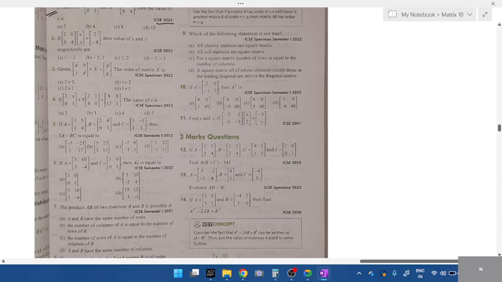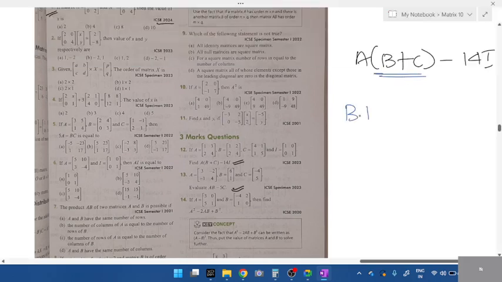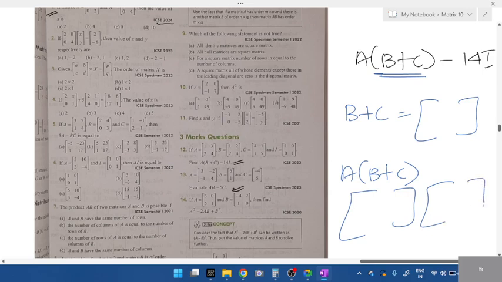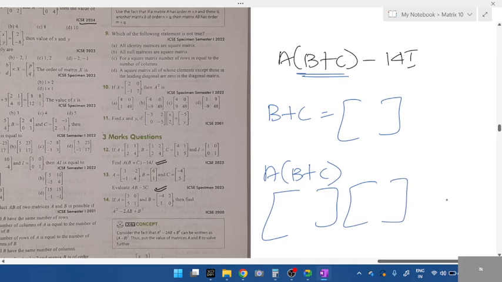Look at the 3-marker question. Can you all see the 3 marks question? So try this, students. These are board exam questions. 3 marks, A into B plus C minus 14I. How do you solve this question? First, which two do we have to add, students? All of you respond according to board marks. Bracket. First, you have to add B plus C. Once you add B plus C, what do you have to multiply? You'll get an answer. That multiply with which one? A. So take A, multiply both the matrices, A matrix and B plus C. Use board marks concept. Then after that, multiply 14 into I value they have given.